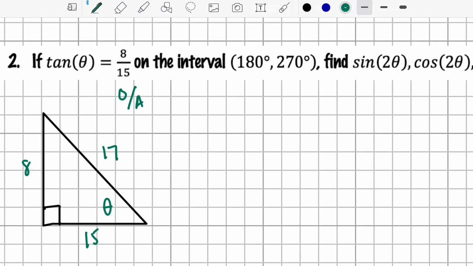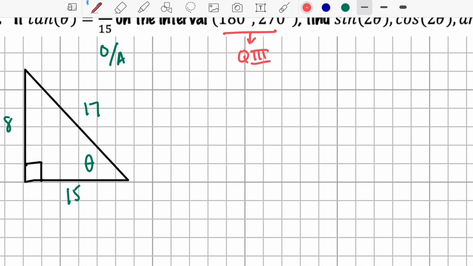Now, one more thing. This is in quadrant 3. So remember, all students take calculus. So let's find sine 2 theta first.